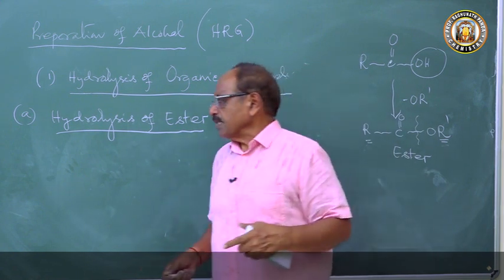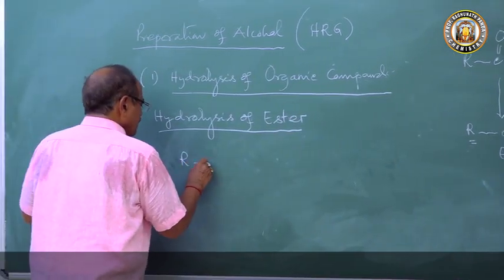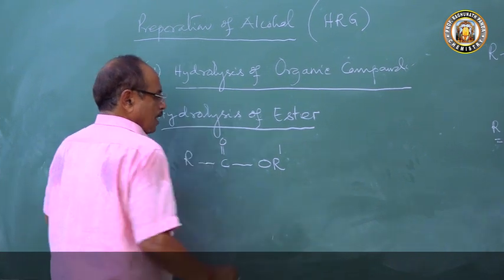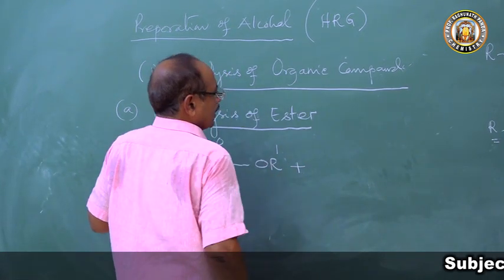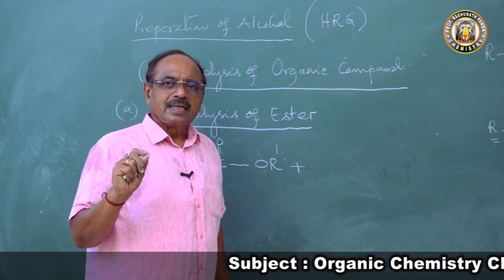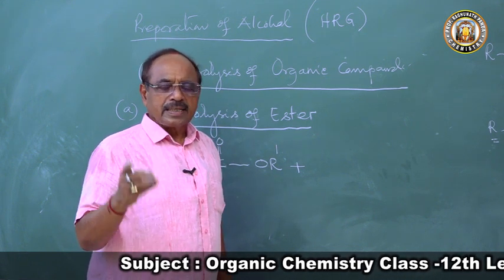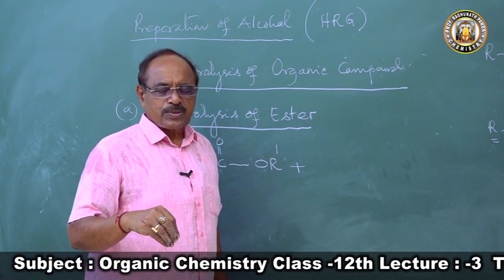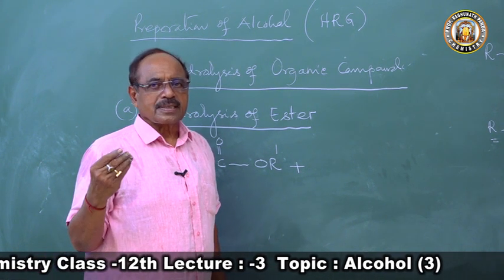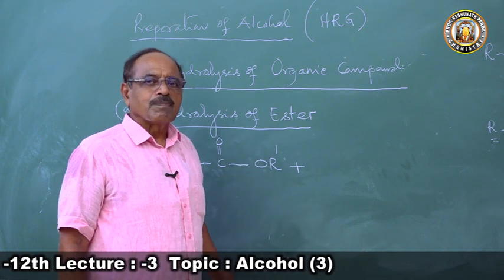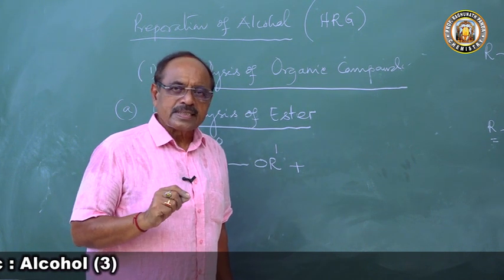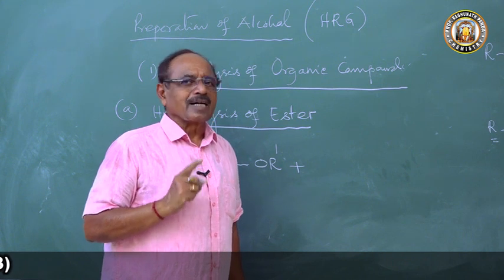So when we take an ester, RCOOR dash, and treat this with something to hydrolyze it, hydrolysis is always done either by an acid or by an alkali. Lysis means breaking. The addition of water breaks the molecule, hence we call it hydrolysis. And these are organic compounds, which are always insoluble in water. So by adding water alone we cannot hydrolyze. So hydrolysis is always done either by an acid or by an alkali.